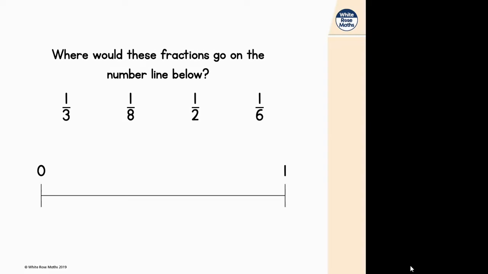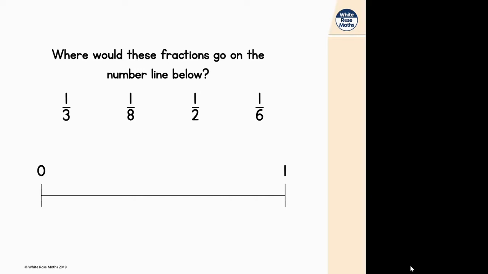Well, the numerators are all the same. They're all 1. Do you remember what we call those kind of fractions? That's right. They're called unit fractions. So where would these unit fractions go on the number line below? We have a start point of 0 and an end point of 1. Which fraction would you start with?